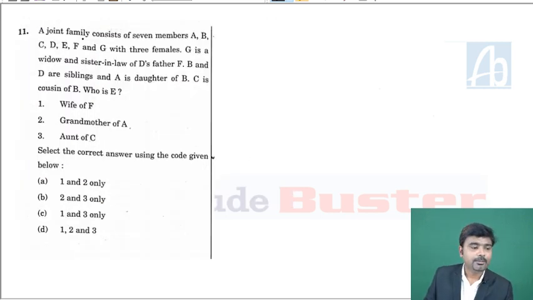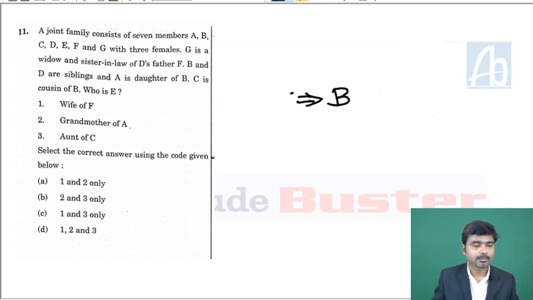Next, a joint family consists of 7 members A, B, C, D, E, F and G with 3 females. It's given 3 females. G is a widow, so G is female, so we understood G is female. Next one, F is the brother-in-law of D's father, so F is male. Next, B and D are siblings and A is the daughter of B, C is the cousin of B, who is E. Just whatever things we know first, right? B and D are siblings.